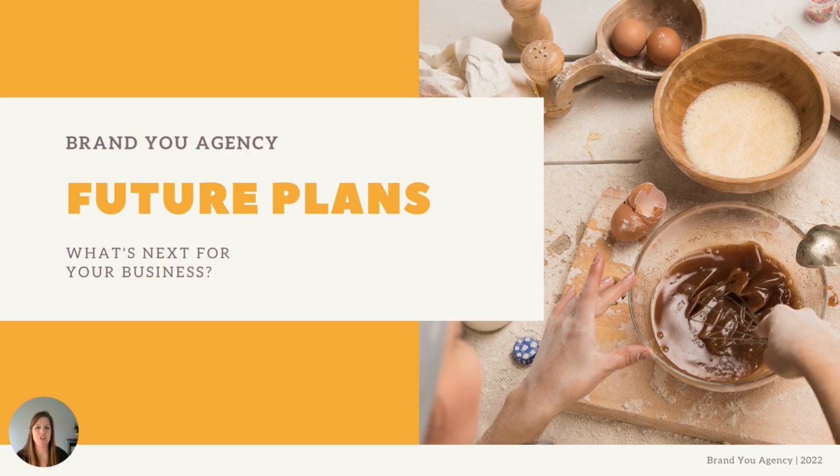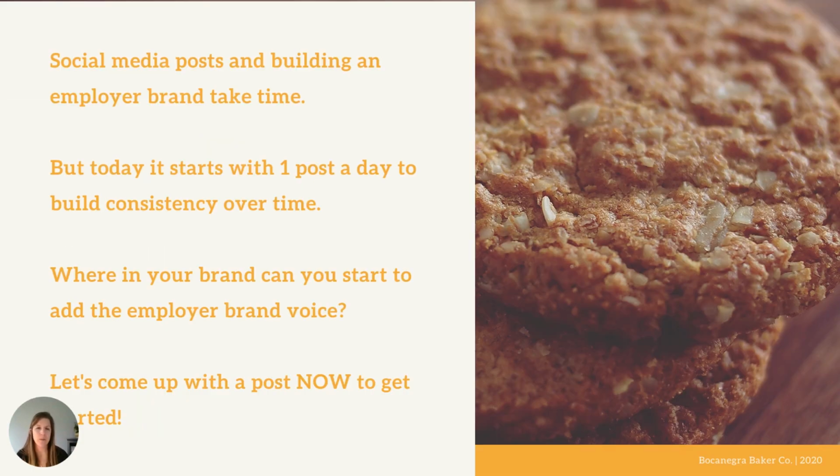All right, and your future plans. So what is next for the business for you? Social media posts take time, and building an employer brand takes time. Over the span of the next few months, you may want to consider building a content planner, right? Finding a 30-day calendar to say, all right, I'm going to post once a week, or I'm going to post twice a week, to just start building relevancy or building in job advertisements throughout your other marketing means.